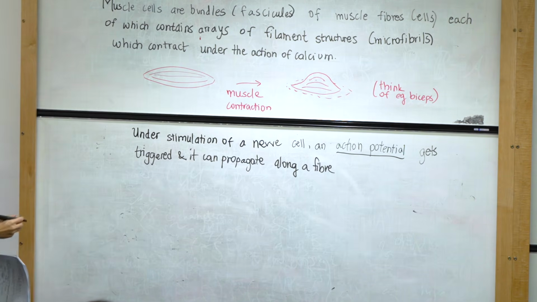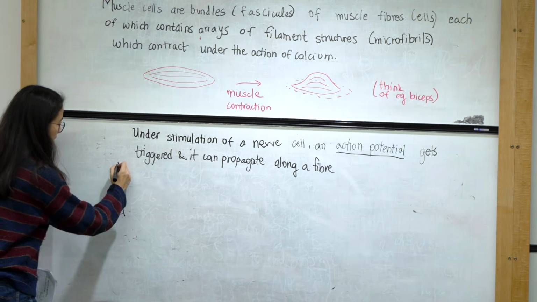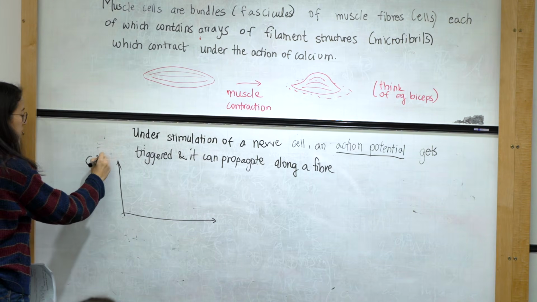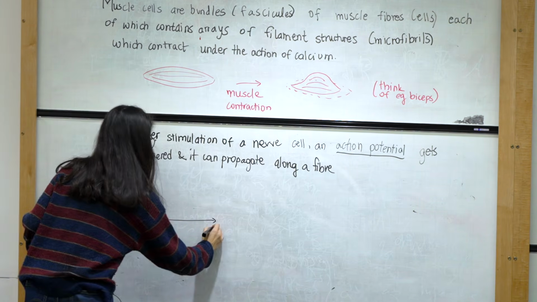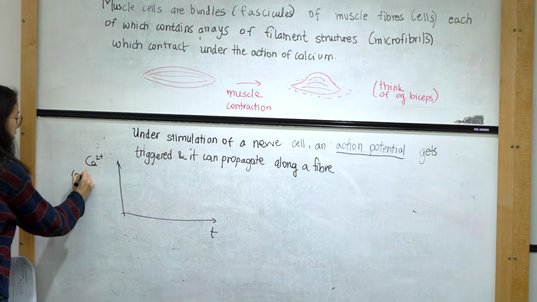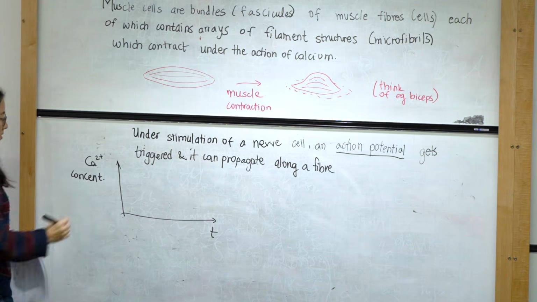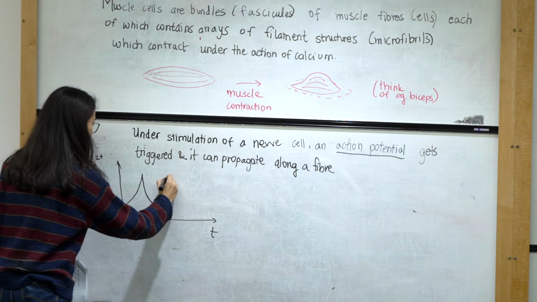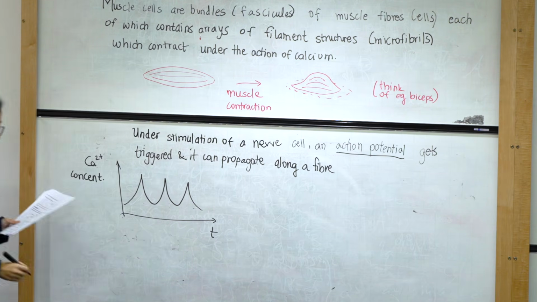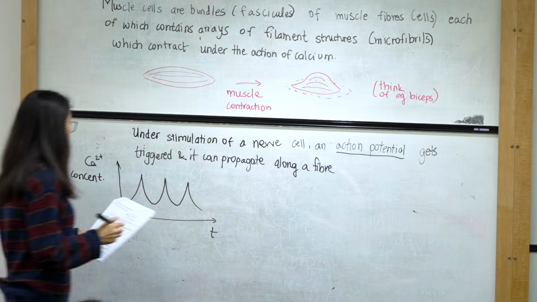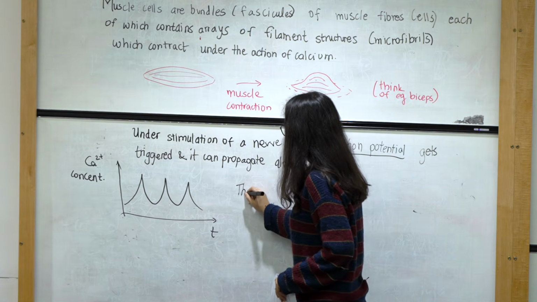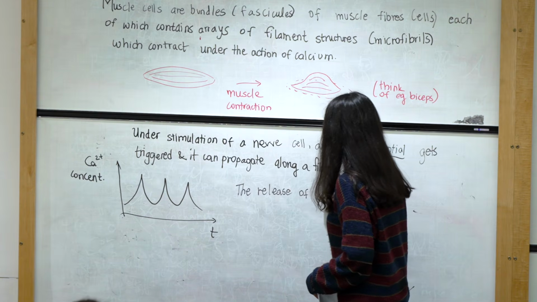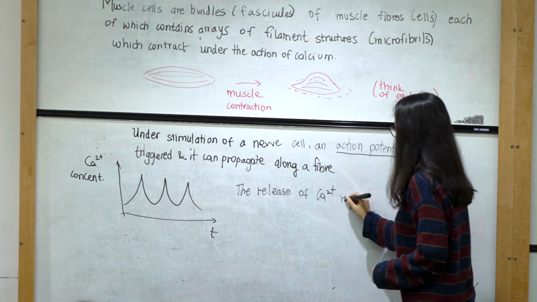Okay, and if you look at this experimentally, you can look at the release of calcium. So if I draw, this is the calcium concentration, and this is time. I'm going to get something very spiky, so it's going to look like this, and so on. So this is saying that the release of calcium is spiky.